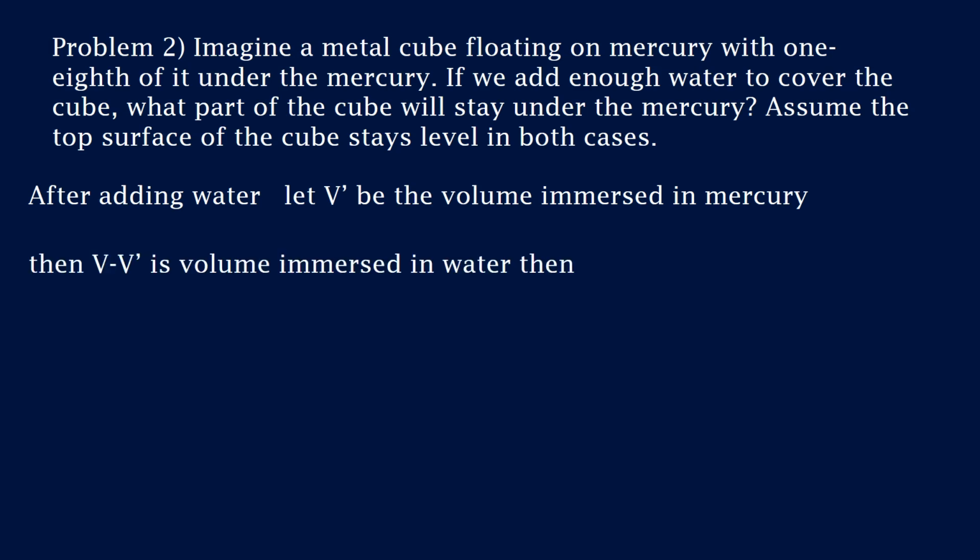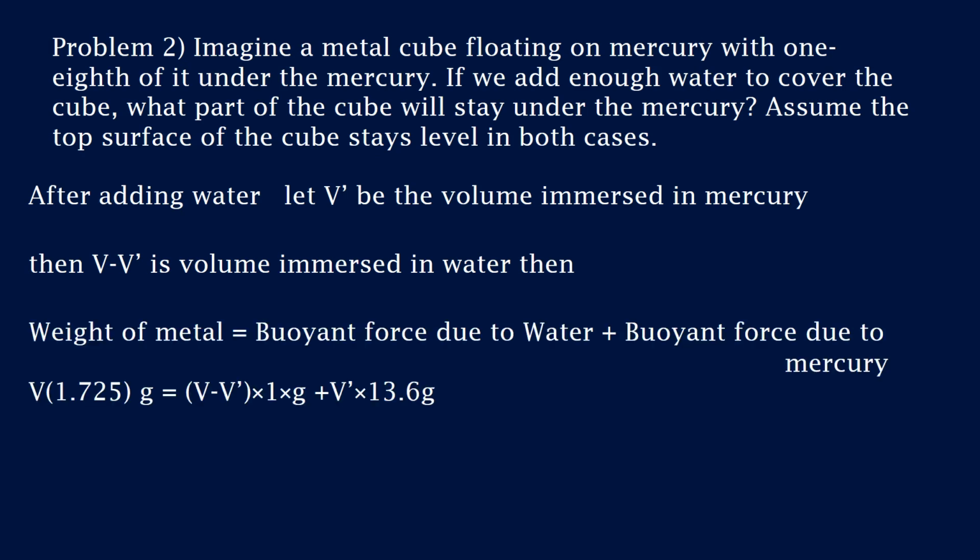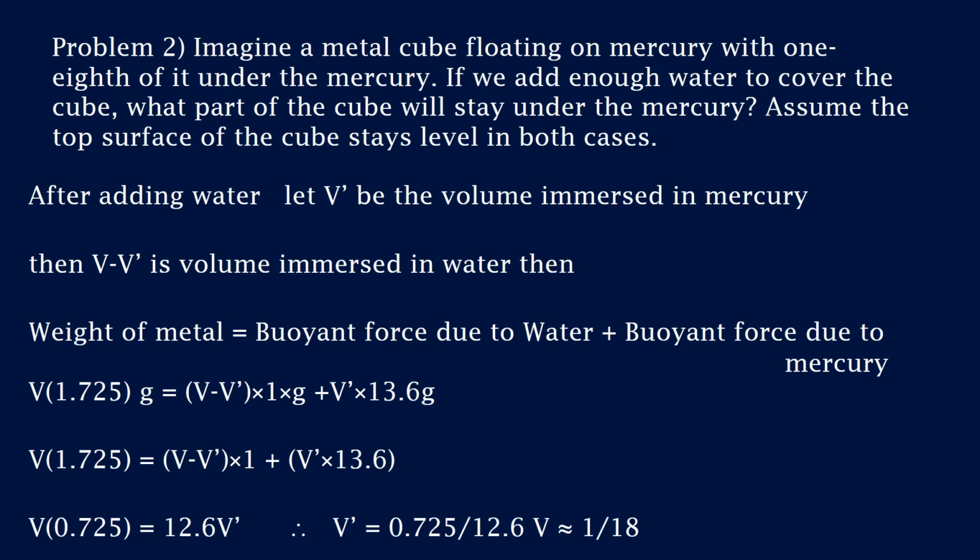Then weight of the metal is equal to buoyant force due to water plus buoyant force due to mercury. On substituting the relative values, we get V into 1.725 into g equal to (V minus V dash) into 1 into g plus V dash into 13.6 into g. On simplifying it further, we get V dash equal to 0.725 divided by 12.6, which is approximately equal to 1 upon 18. Thus, only 1/18th of the volume of the cube is under mercury.